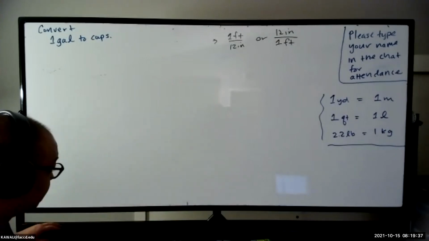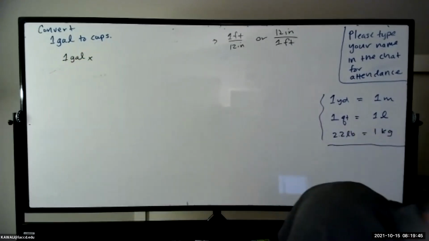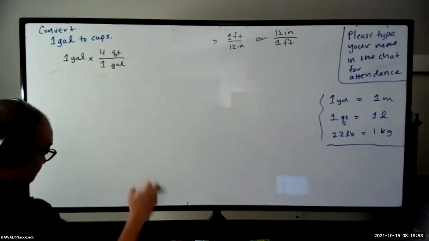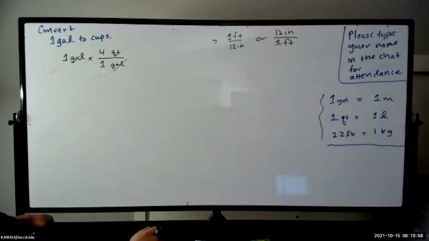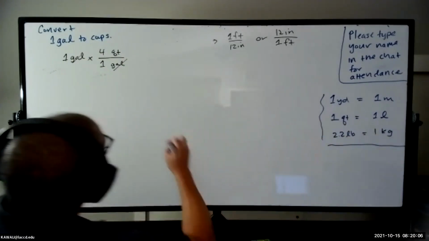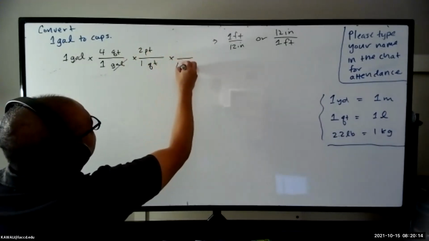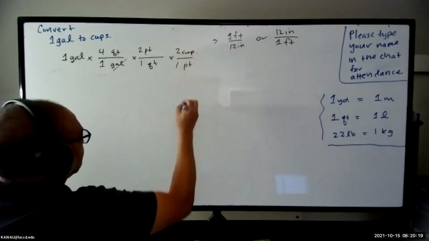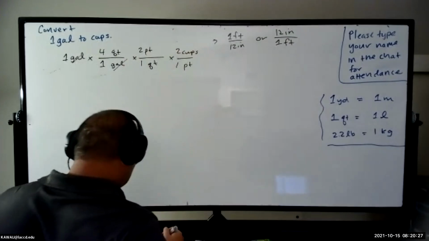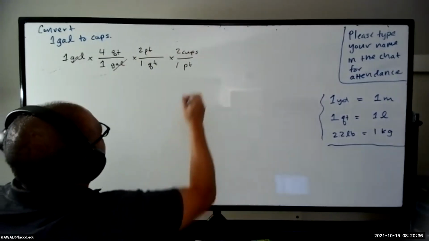So we have 1 gallon is 4 quarts. And we can see that we got rid of gallons and now we have quarts. And that 1 quart is 2 pints. And that 1 pint is equal to 2 cups. So that looks like 16 cups.